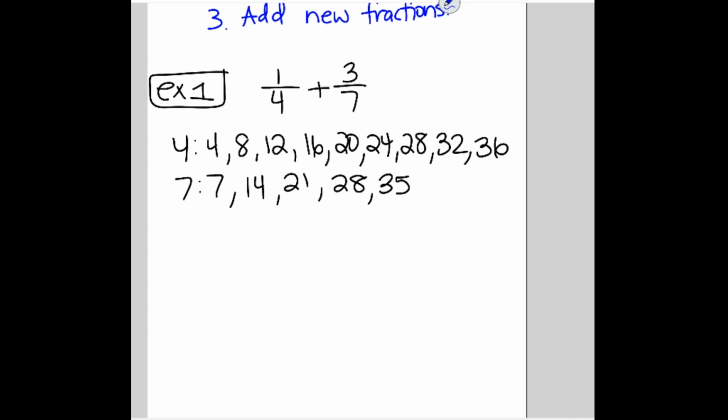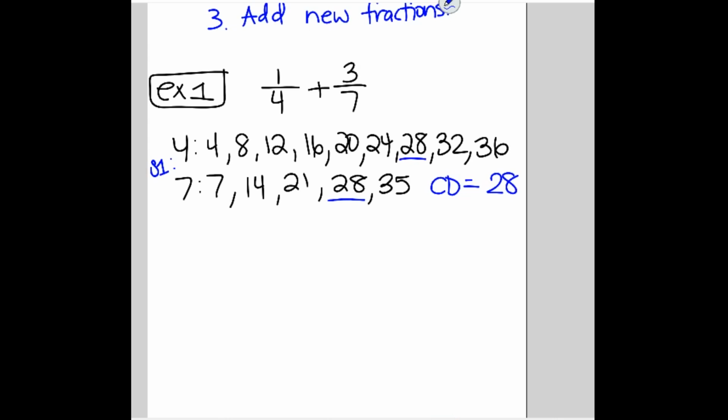So far, I see 28 and 28. Those are the same, so that means that's my common denominator. Common denominator, I'm just going to call it CD, is 28. So that's the new denominator that I want. So we just did step 1.